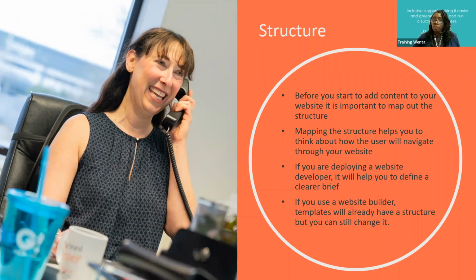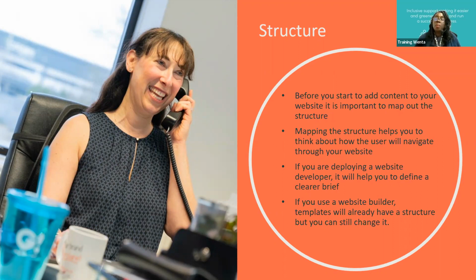Okay, so let's talk about the structure of how the website should be. Before you start to add content to your website, it's really important to map out the structure. So think about how you want to lay everything out. Which do you want to come first?